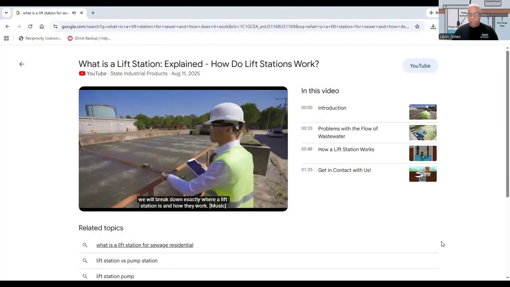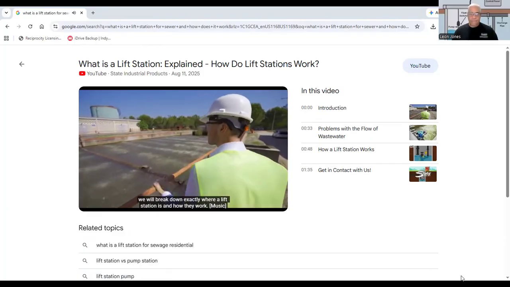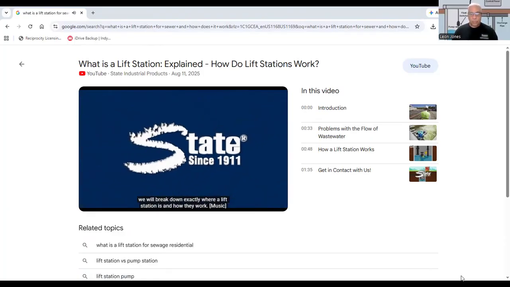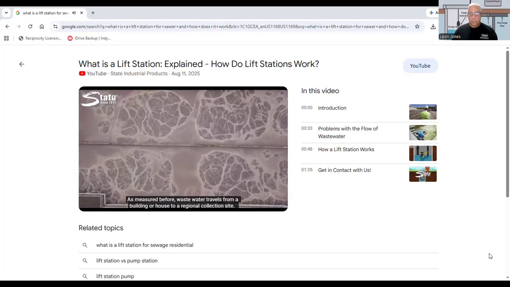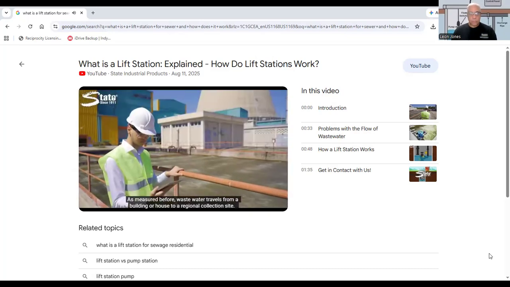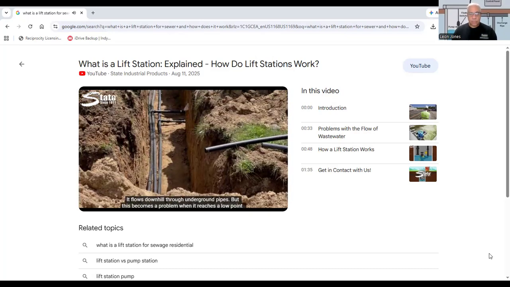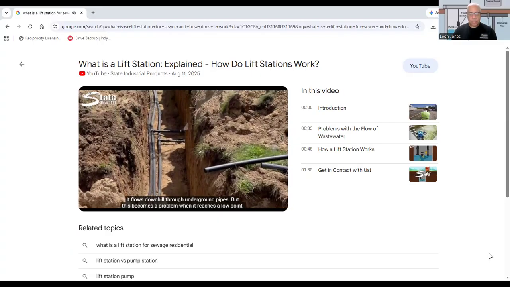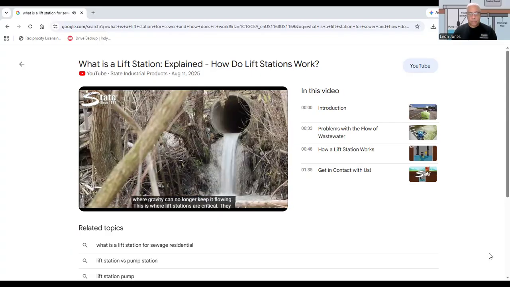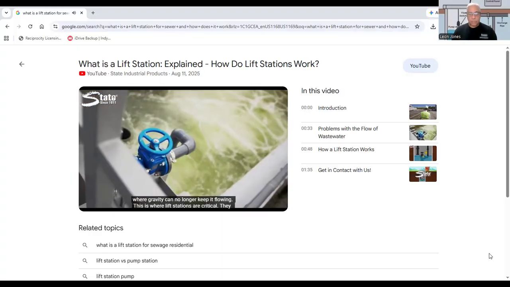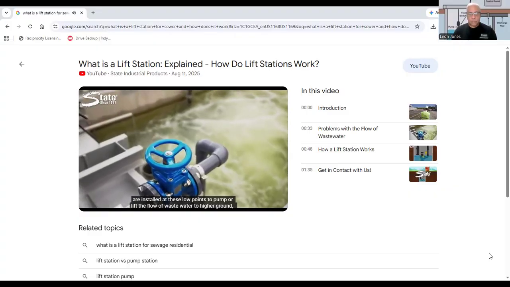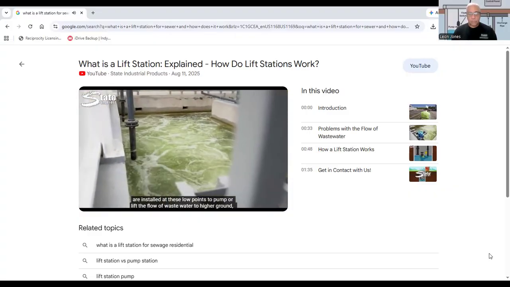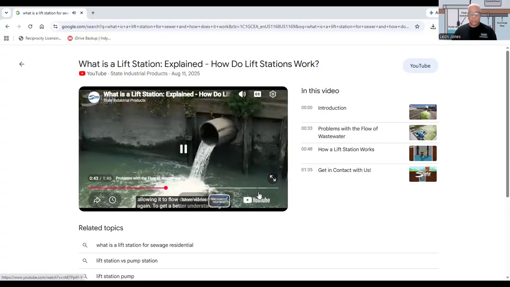In this video, we will break down exactly what a lift station is and how they work. As mentioned before, wastewater travels from a building or house to a regional collection site. It flows downhill through underground pipes. But this becomes a problem when it reaches a low point where gravity can no longer keep it flowing. This is where lift stations are critical. They are installed at these low points to pump or lift the flow of wastewater to higher ground, allowing it to flow downhill from gravity again.